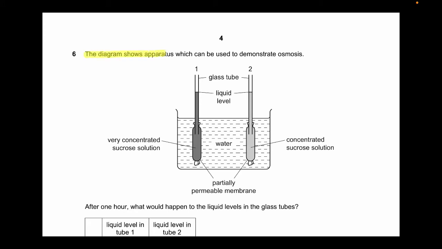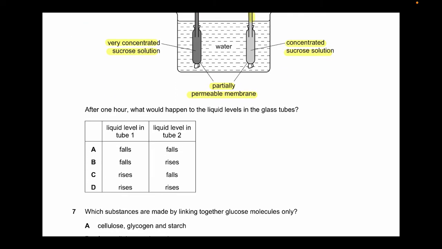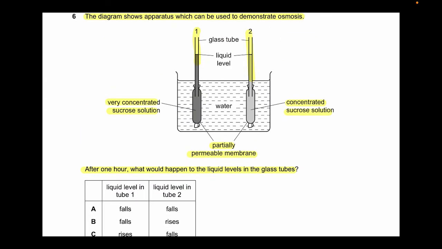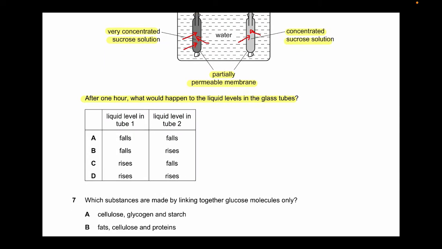Question number 6. The diagram shows apparatus which can be used to demonstrate osmosis. We have glass tube 1, which has very concentrated sucrose solution and a partially permeable membrane. We have glass tube 2, which has concentrated sucrose solution and a partially permeable membrane. After 1 hour, what would happen to the liquid levels in the glass tubes? Guys, since the sucrose solution won't be able to come out through the partially permeable membrane, but water will be able to diffuse into it. So in both cases, water will be going inside, and as a result, the liquid level in tube 1 will rise and the liquid level in tube 2 will also rise. So option D is the correct answer.